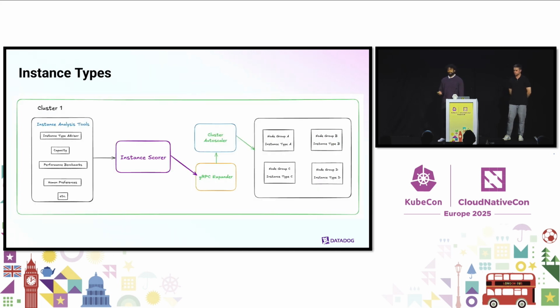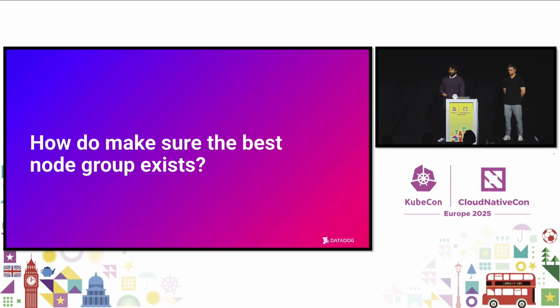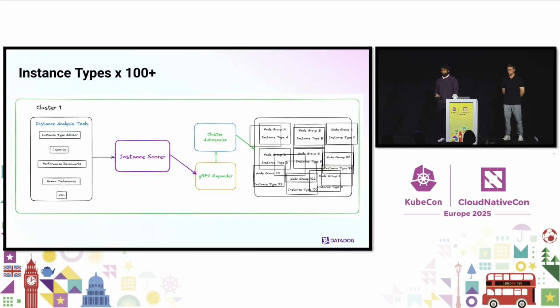And in our diagram that we have so far, if instance type A, B, C, or D happen to be the best, then we're just fine. Cluster Autoscaler will be able to scale it up. But what happens if instance type N happens to be the best? Well, it doesn't exist in our cluster, so Cluster Autoscaler can't scale it up. It has to scale up the next best available option, and you might not get the full cost savings through that. So now we come across the question, how do we make sure the best node group exists in our cluster so that we can get the max savings?